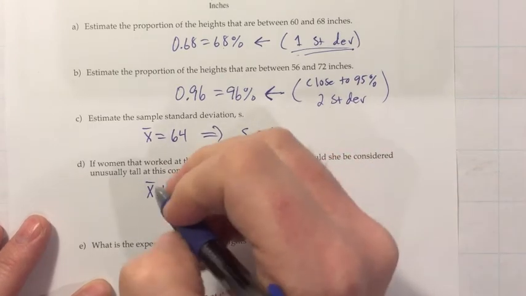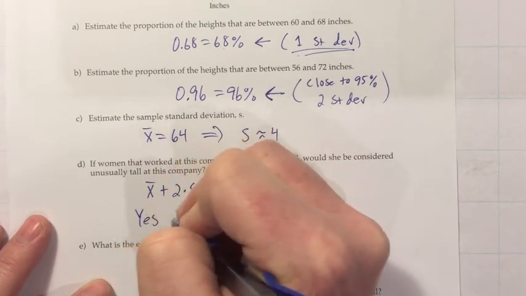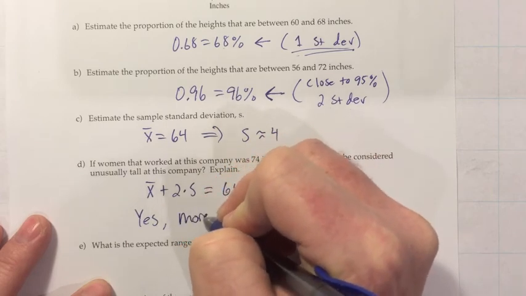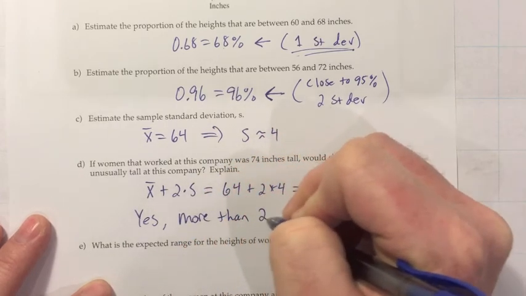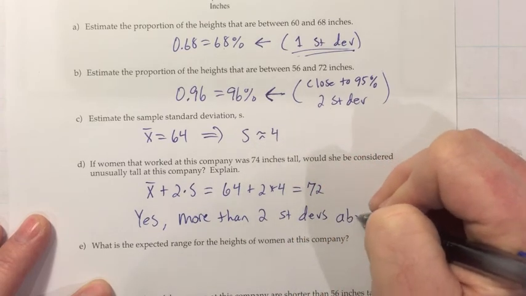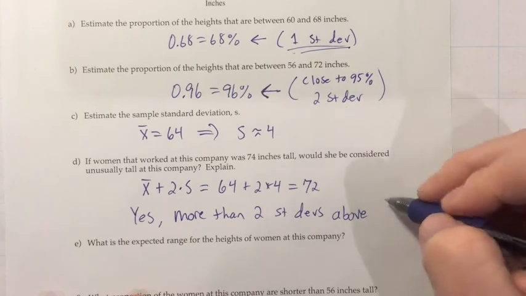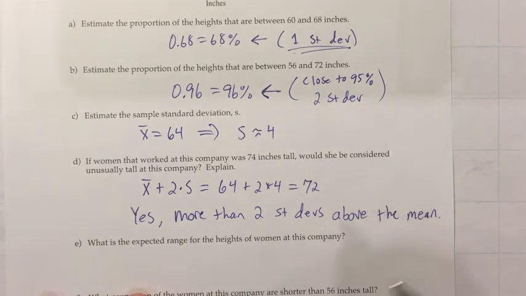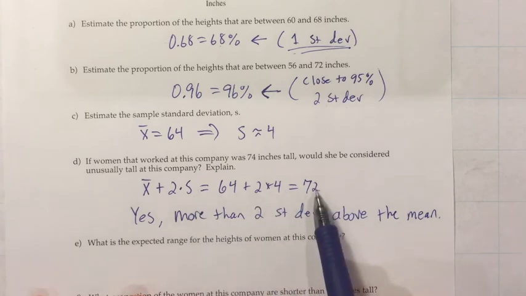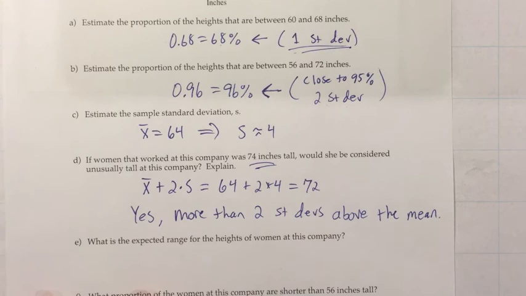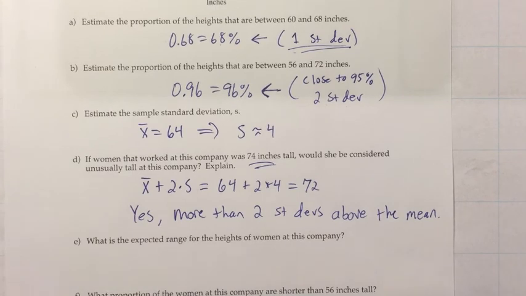So would she be considered unusually tall? Yes. And then why? Because she's more than 2 standard deviations away from the mean. And I guess we'll say above the mean to focus on the tall side. All right, 2 standard deviations above the mean is 72 inches. She's 74, so she's even taller than that, so she is unusually tall.